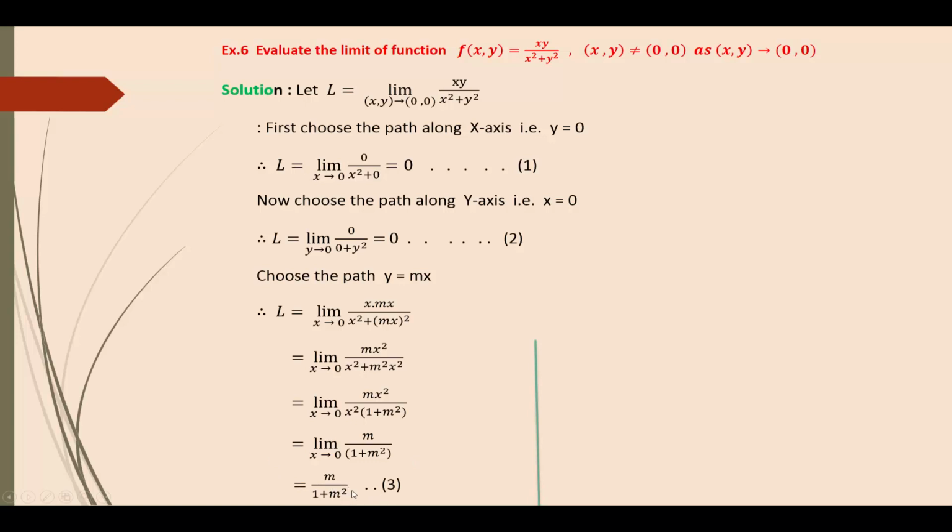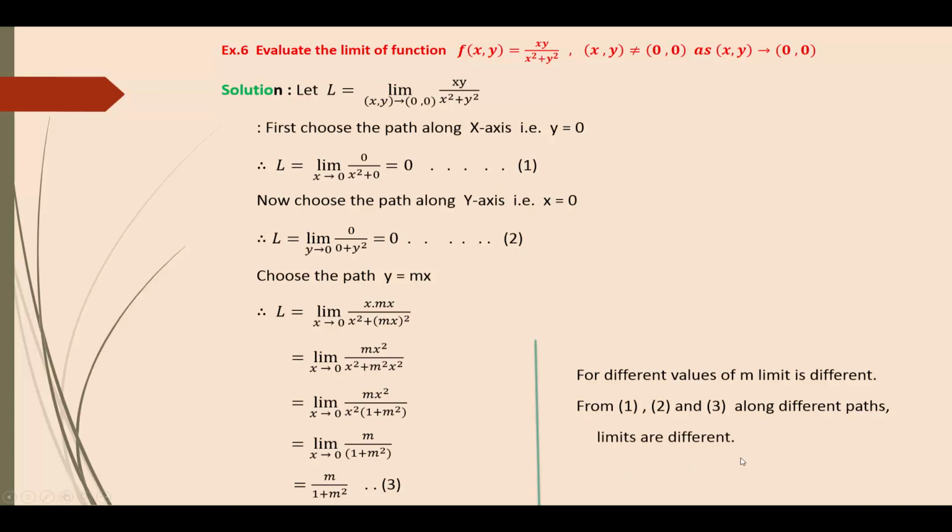Now m is an unknown constant. For different values of m we get different answer. For different values of m limit is different, and on the first path limit is 0, second path limit is 0, and here limit is different. So from 1, 2 and 3 along different path limits are different, and therefore limit does not exist.